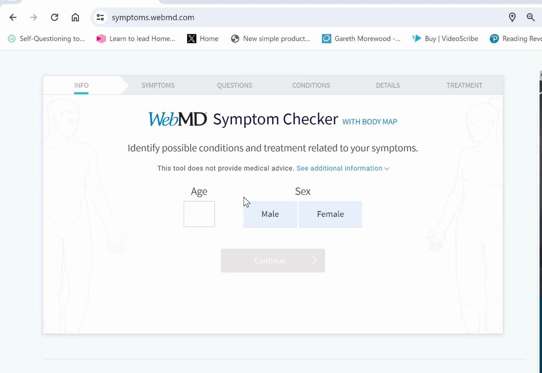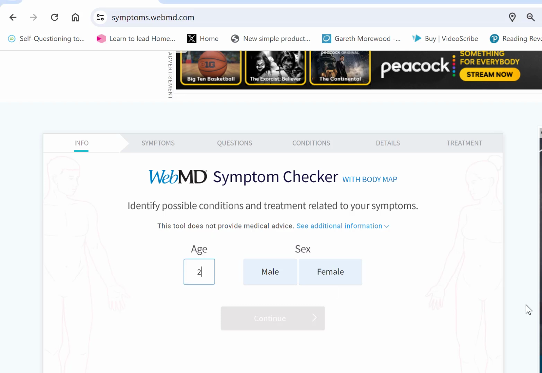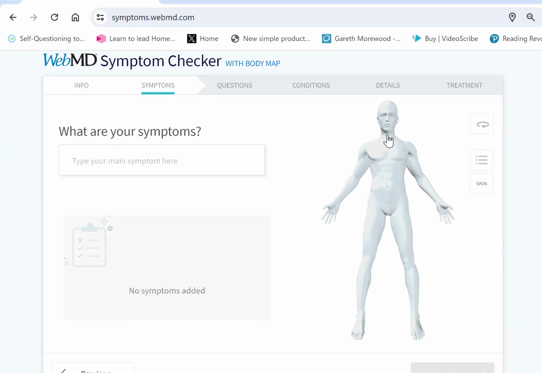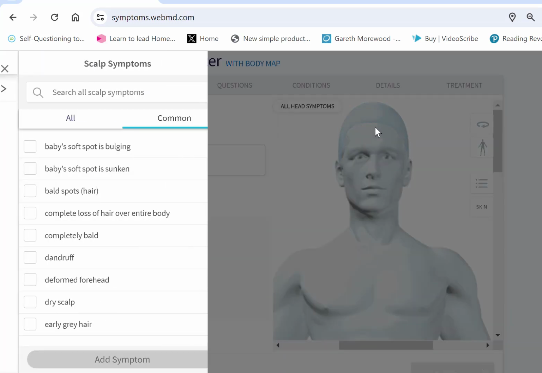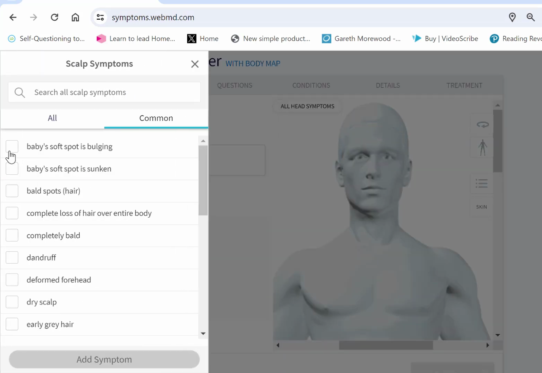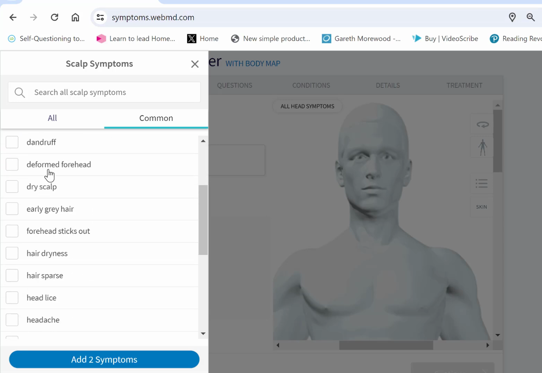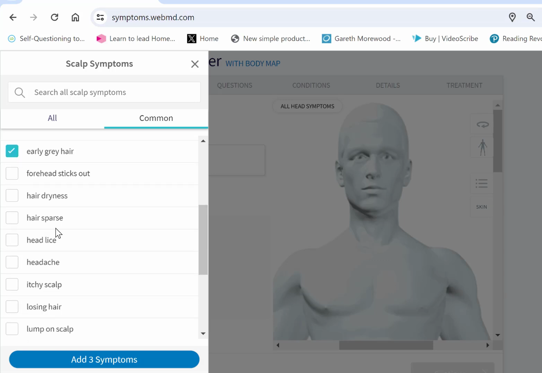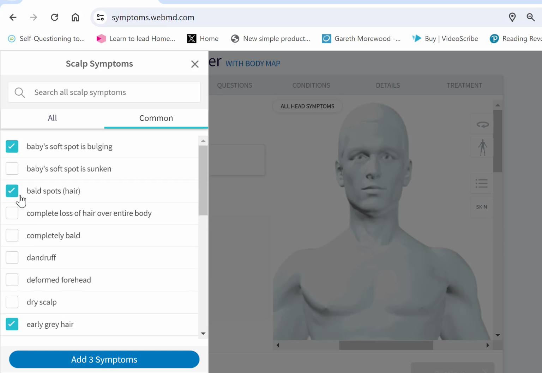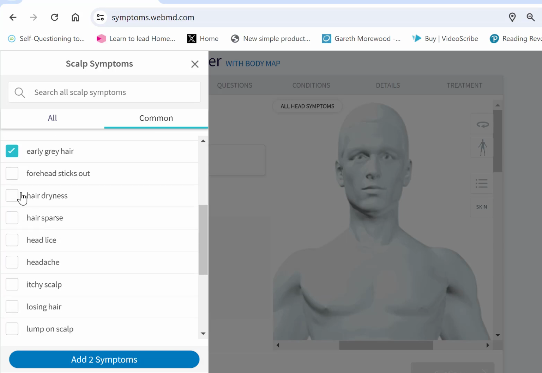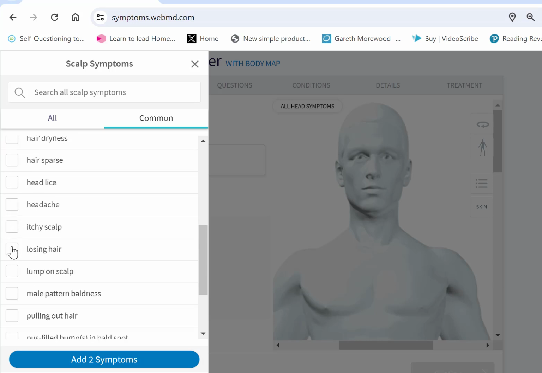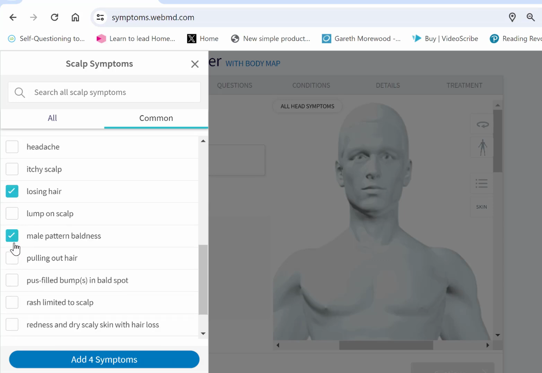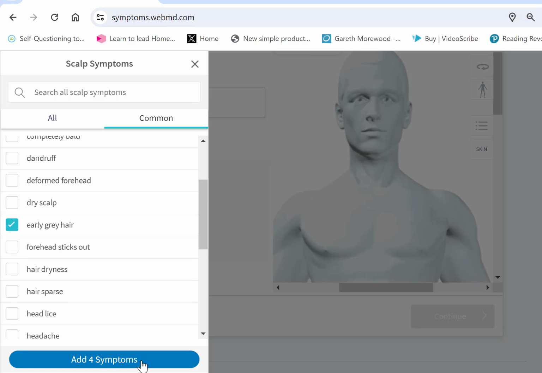WebMD. So this is WebMD. I am 21 years old. I am a male. Continue. Let's click on my symptoms. I've got a head. Okay, baby soft spot. Well, bald. Yeah, I'm bald. No, I don't have a deformed head, I don't think. Early grey hair. I had a grey hair the other day. Oh, that was depressing. I don't know what baby soft spot is, so get rid of that. Hair dryness. Age losing hair. You could say pattern baldness. Okay, yeah, that's it.